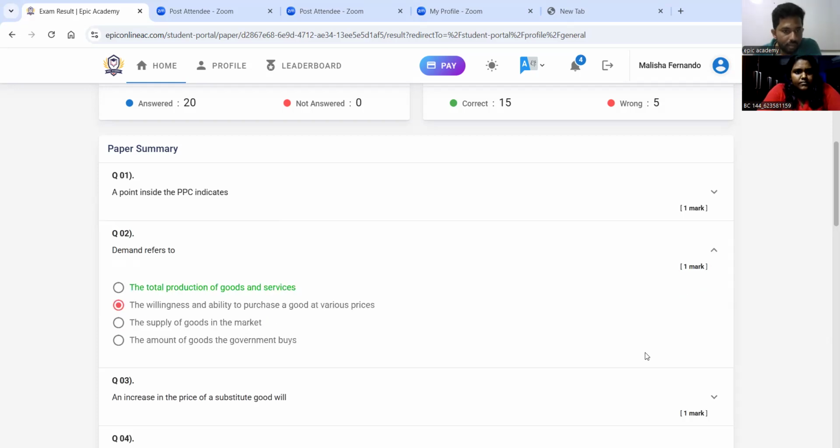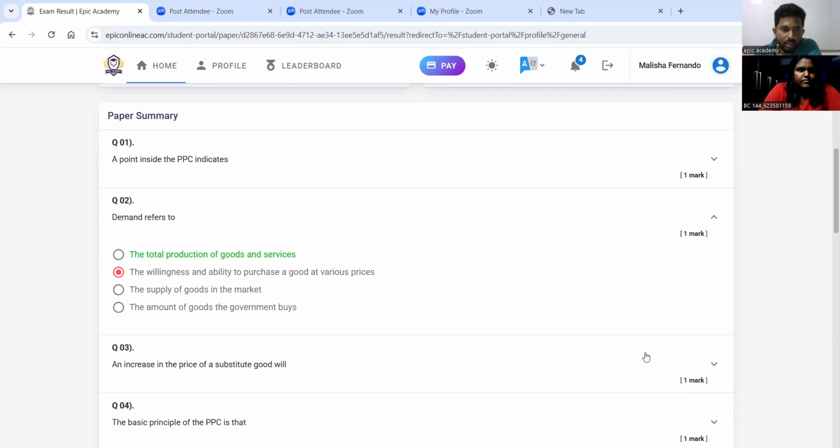Okay, demand refers to the quantity demanded when other factors remain constant, the combination of certain prices, different prices and different quantities. This is the schedule you can identify. A schedule always represents the demand.